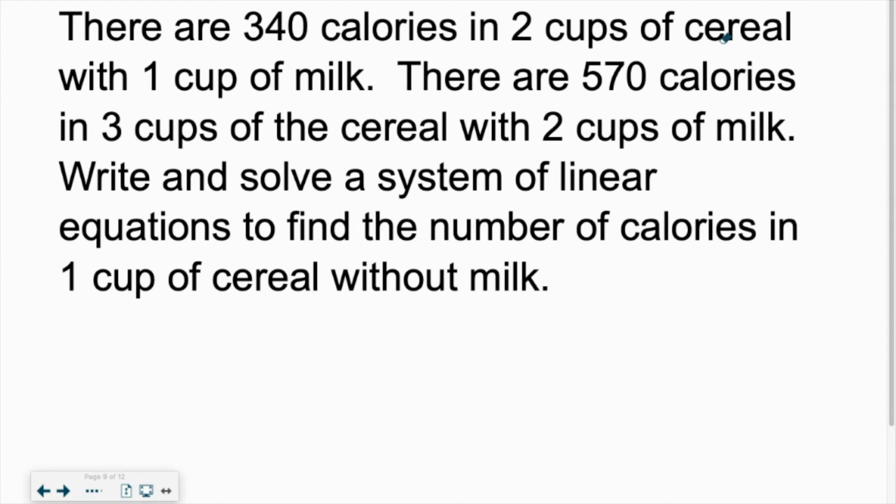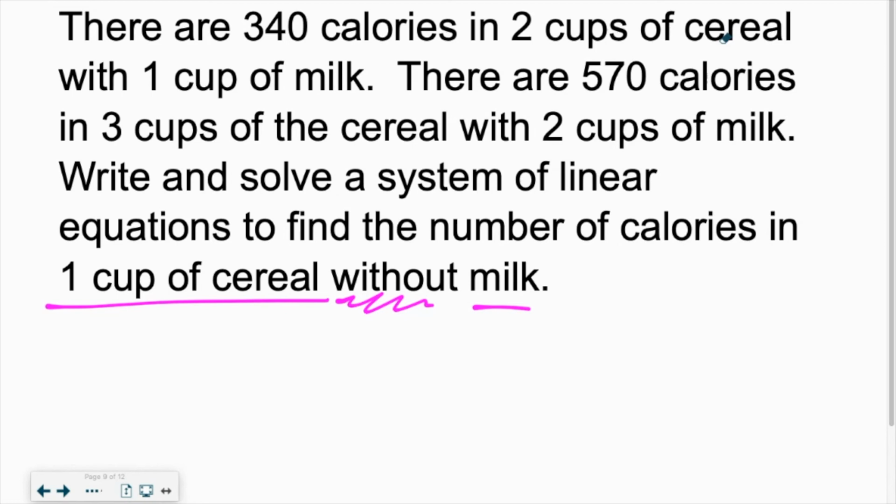There are 340 calories in 2 cups of cereal and 1 cup of milk. There are 570 calories in 3 cups of cereal and 2 cups of milk, right? And solve a system of linear equations, then, to find out the number of calories in 1 cup of cereal without milk. Now in class, you guys would have a small discussion about calories and milk, and who cares, just look at it. But just take this as an example.